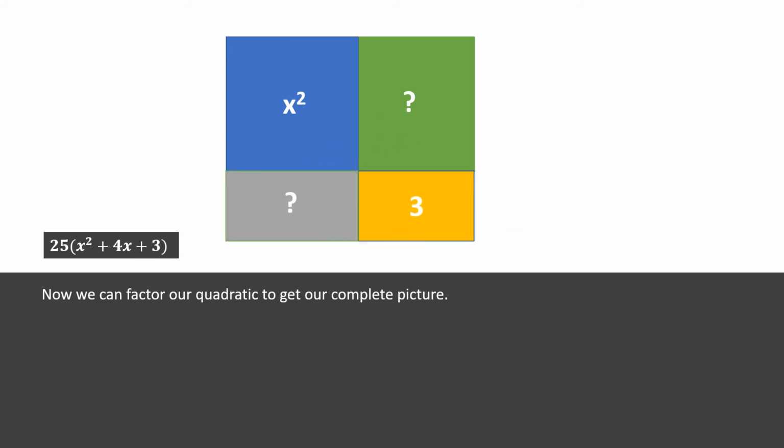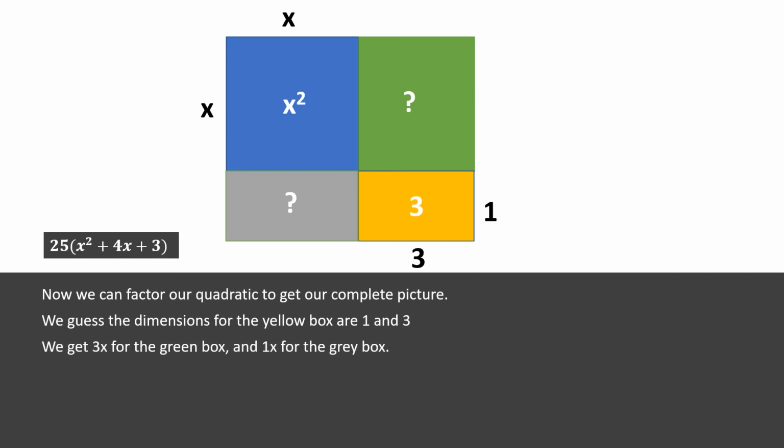And so there we have our puzzle, and we need to figure out what side lengths to choose. We know that the dimensions of the blue box will be x and x, so we need to choose the dimensions for the yellow box. We're going to guess 3 and 1, because 3 times 1 gives an area of 3. So we get 3x for the green box and 1x for the gray box, and 3x plus 1x equals 4x. And 4x was the area of that box that we split up, so that's exactly what we need.